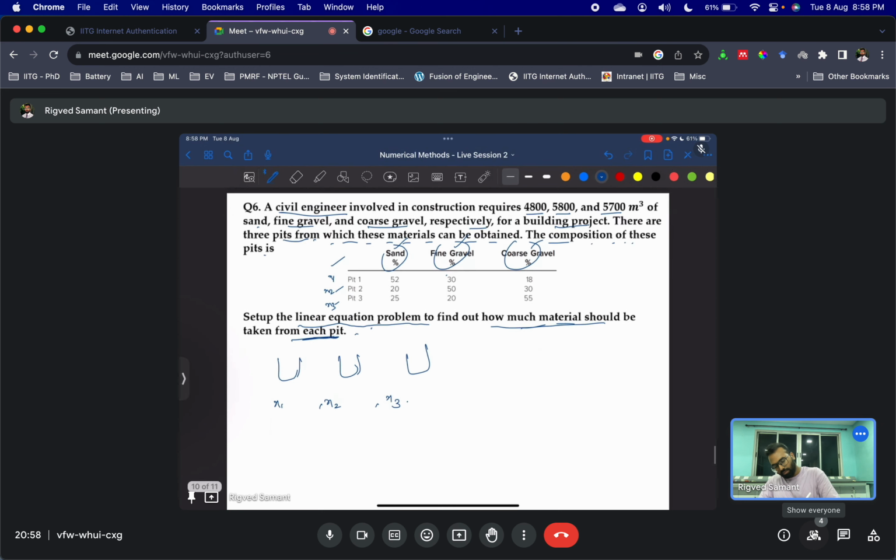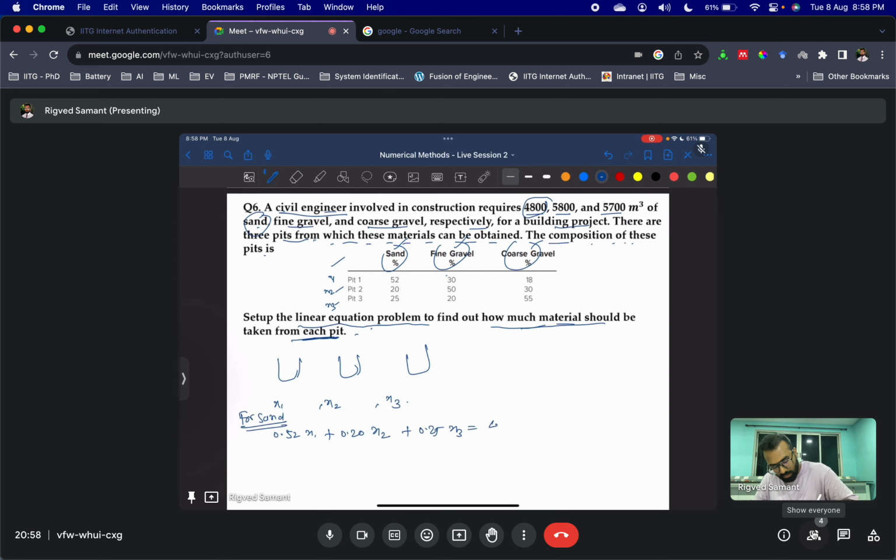So for pit 1, x1 would be 0.52 x1 plus 0.30 x2 plus 0.18 x3. No, 0.52 x1 for sand, then 0.20 x2 plus 0.25 x3 is equal to... so we know that a civil engineer involved in the construction requires 5,000 milligrams of sand.